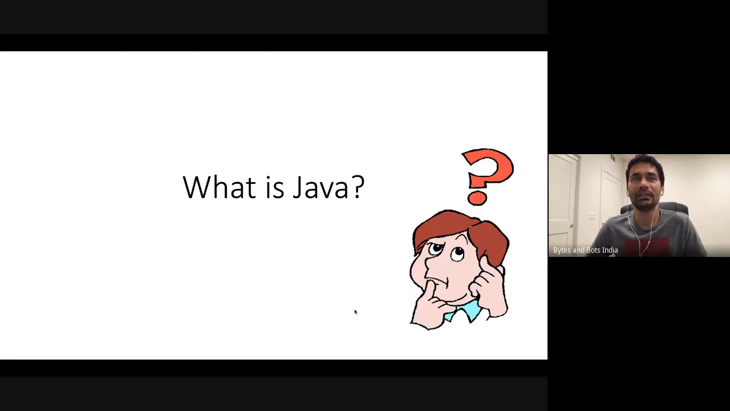What is a scripting language? A scripting language is something which is not compiled; it is interpreted. So JavaScript is not compiled. When you run it, it is interpreted. Whereas Java is a programming language; it must be compiled before you run it. So these are a few differences between the two.